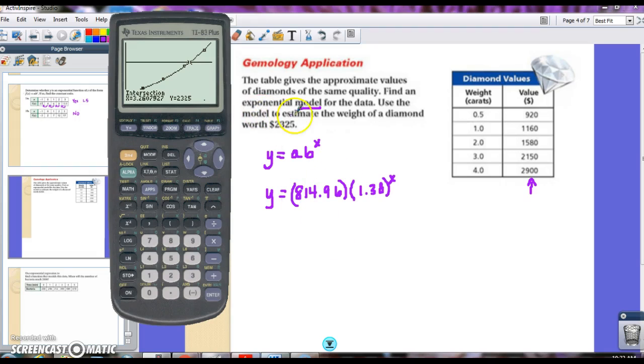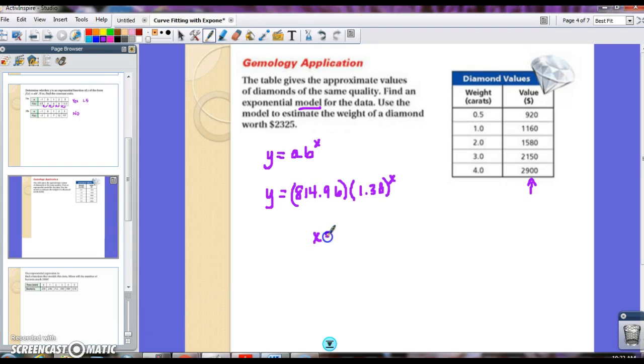It says use the model to estimate the weight of a diamond worth 2325. Well, that would be about 3.26 carats. And that should make sense, right? If you look over here, 2325 falls between these two numbers, and 3.26 falls between these two numbers. But that's how you're going to approach all of these problems.